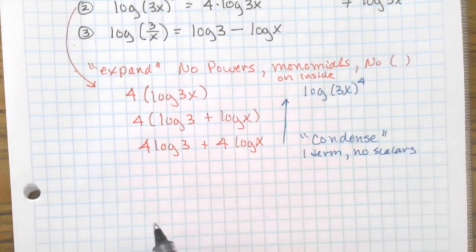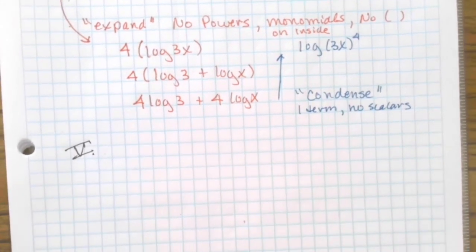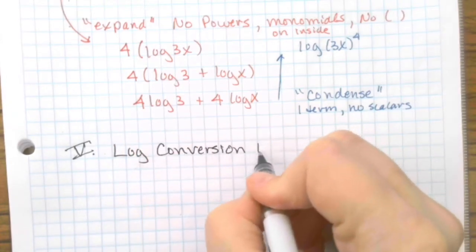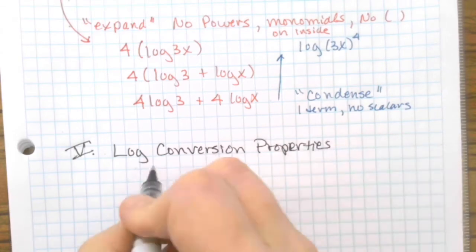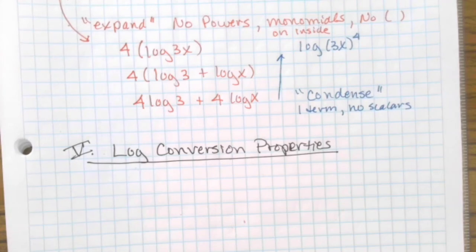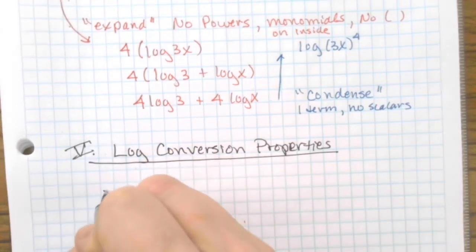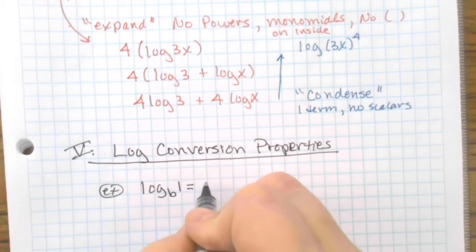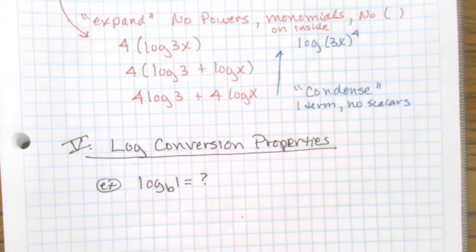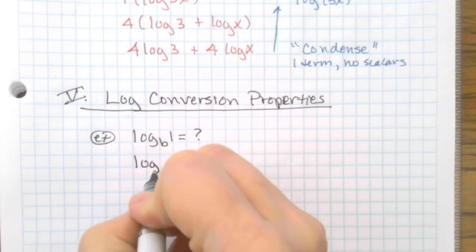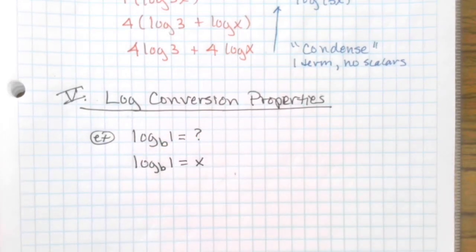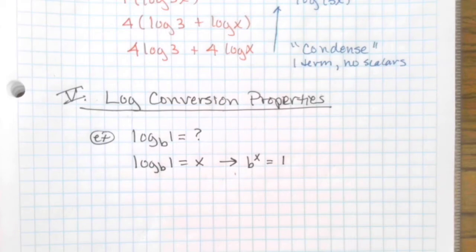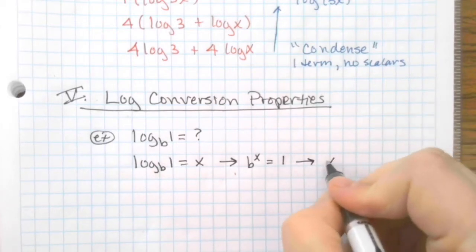Okay, Roman numeral 5. Log conversion properties. I'm mainly just wanting to give you examples of these. The basic ones seem to be where people get stuck. So they want to know what log base b of 1 is equal to. One of the ways you can help jog your brain is to write it log base b of 1 equals x. Then you flip it to exponent form, so b to the power of x equals 1. And anything to the power of 0 is 1, so x equals 0.